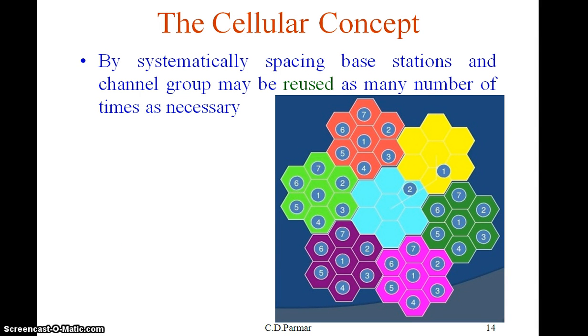And if there are more cells in a cluster, so what is a cluster? The total number of frequencies divided among a number of cells is known as a cluster. Then the cells repeat the frequencies in different areas, that means cluster repetition. For example, in this area the total frequencies are assigned in this particular 7 cells. So for example, if 21 frequencies are there, each cell will have 3 frequencies. Now the same cluster will be repeating.